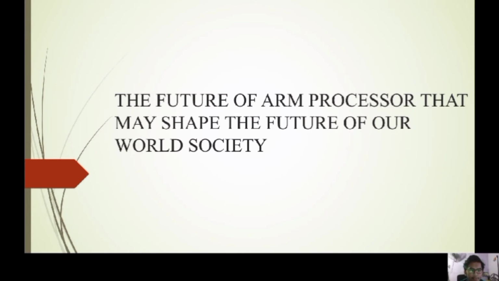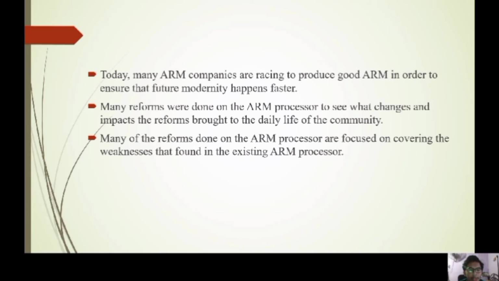Hello, my name is Muhammad Afiq bin Zulkifli, and I will be explaining about the future of ARM processors that may shape the future of our world society. Today, many ARM companies are racing to produce good ARM processors in order to ensure that future modernity happens faster. Many reforms were done on the ARM processor to see what change and impact the reforms brought to the daily life of the community.